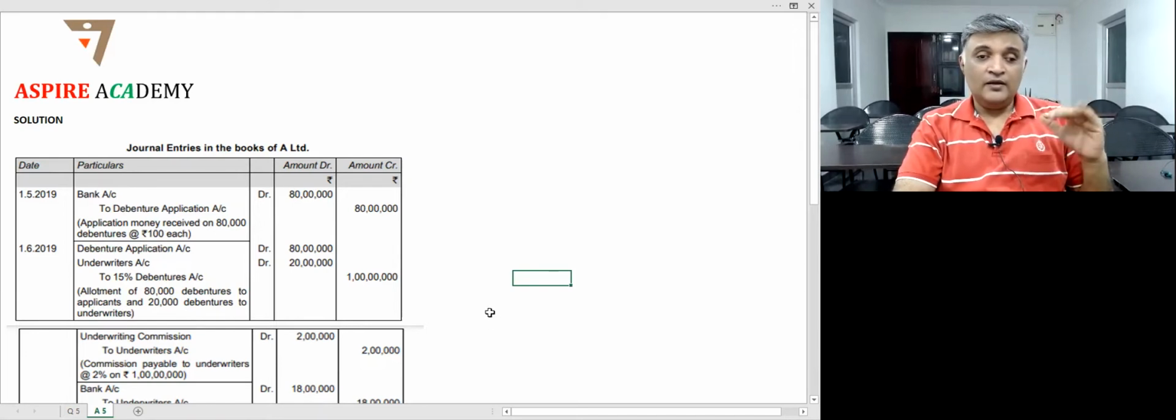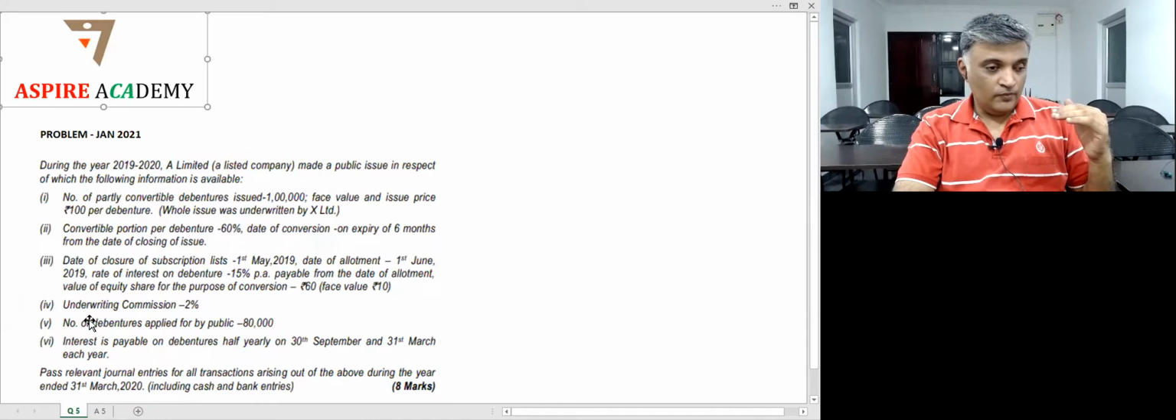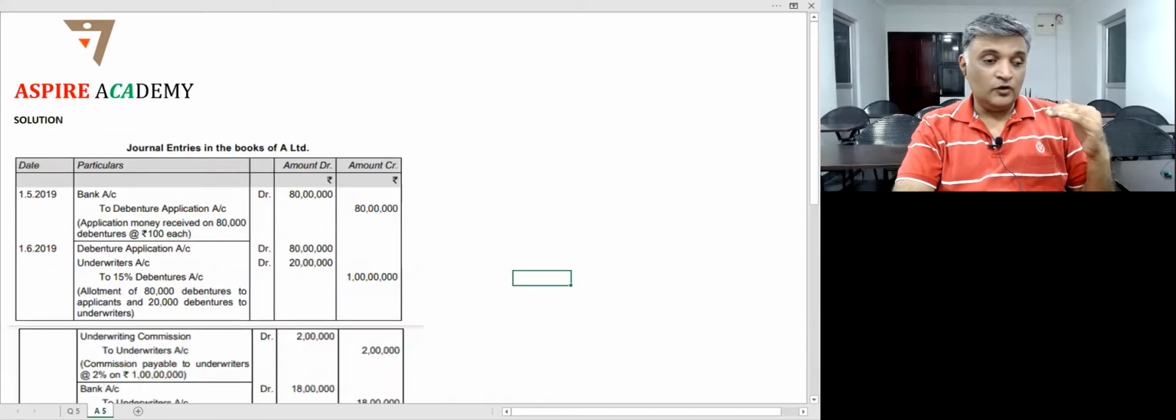Now immediately, we need to pass an entry for the underwriting commission also. Now what is underwriting commission? Look at point number 4. It says it is 2%. It's clearly given in the problem. Underwriting commission is at 2%. Now the important thing is, should we calculate this commission on the 20,000 debentures, or is it on 100,000 debentures? It is completely on 100,000 debentures.